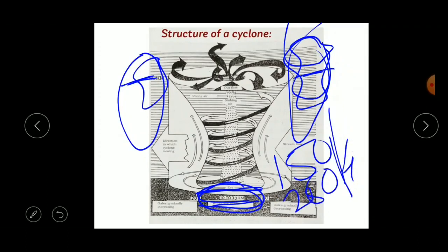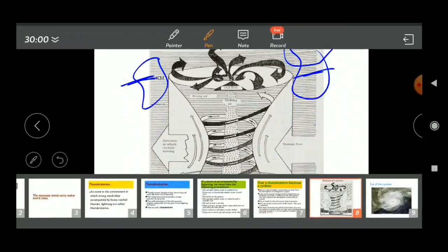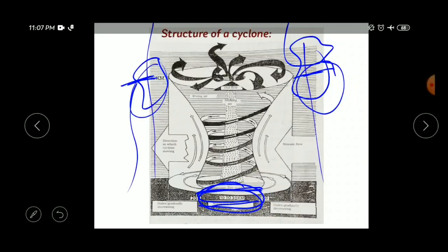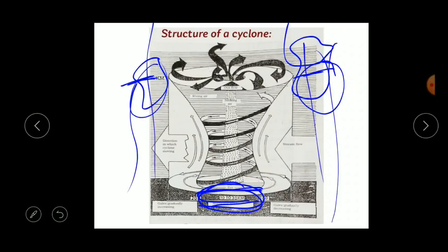Okay, so the cloud regions have high speed winds blowing at 150 to 250 kilometers per hour with heavy rainfall. These are the clouds. Here you will find the heavy rainfall. Okay, so the next point is, understood, children?